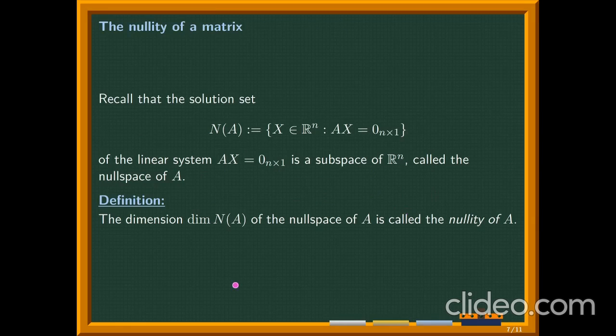The notions of row and column spaces and rank have some applications to systems of linear equations. Suppose A is an m by n matrix. Recall that the solution set of the homogeneous linear system Ax equals the zero vector is a subspace of R^n, which we call the null space of matrix A. So because this is a subspace of R^n, it has finite dimension. And the dimension of the null space will be called the nullity of the matrix.